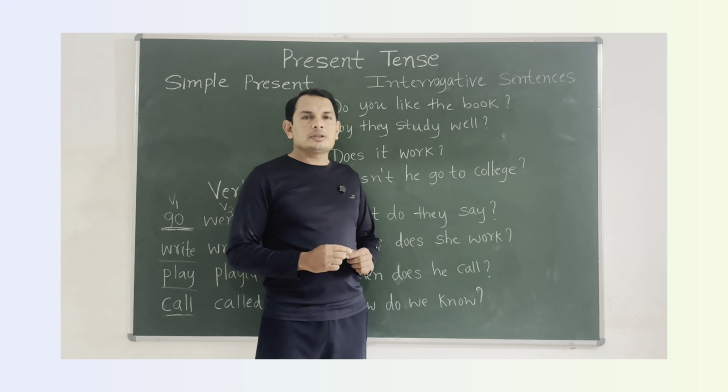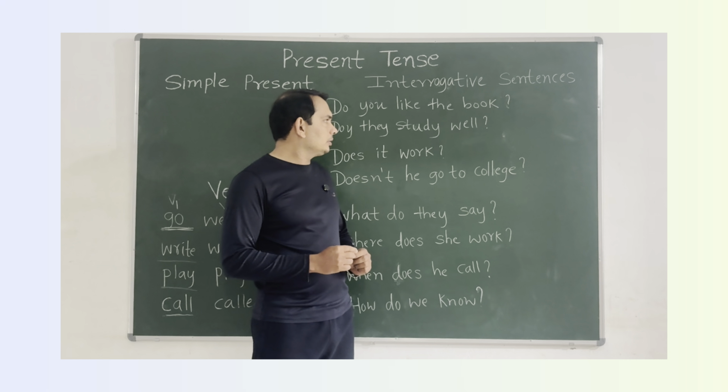When we form interrogative sentences in the simple present tense, we use do, does, don't, and doesn't. How to use them in sentences? Let's find out. Look at this example. Do you like the book? Here we have used the word do. Do you like the book?